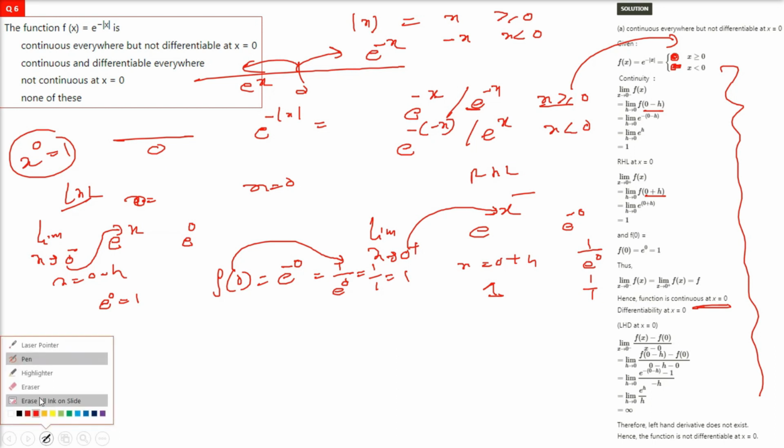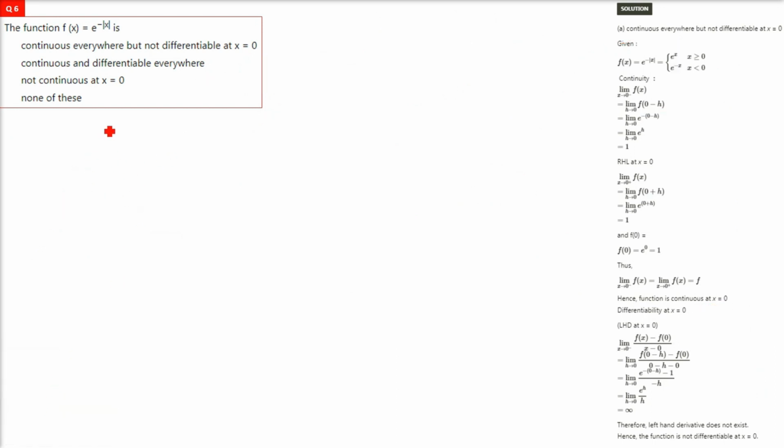We are going to check for the differentiability. Now the second step is the differentiability, so left hand derivative and right hand derivative. Okay. There are multiple ways to solve it. Most of the books and solutions have given different solutions.